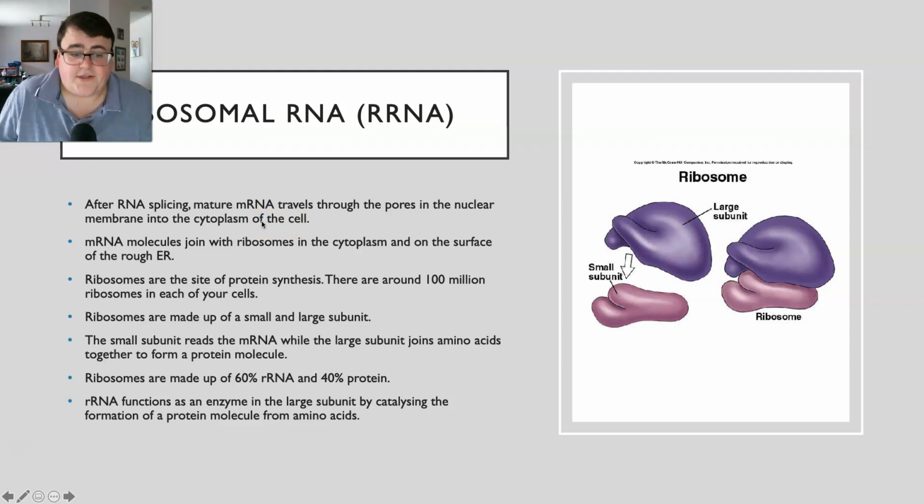Ribosomes, as you know from year 10, are the site of protein synthesis. There's close to 100 million of them in each of your cells, so there's a lot of them to do protein synthesis. Each ribosome is made up of a small subunit, shown here in pink, and a large subunit in purple. The small subunit is responsible for reading the mRNA, while the large subunit is physically joining the amino acids. Ribosomes themselves are made up of 60% rRNA and 40% protein. rRNA in the ribosome will work as an enzyme. It helps the large subunit catalyze the formation of that protein molecule, helping connect the amino acids.